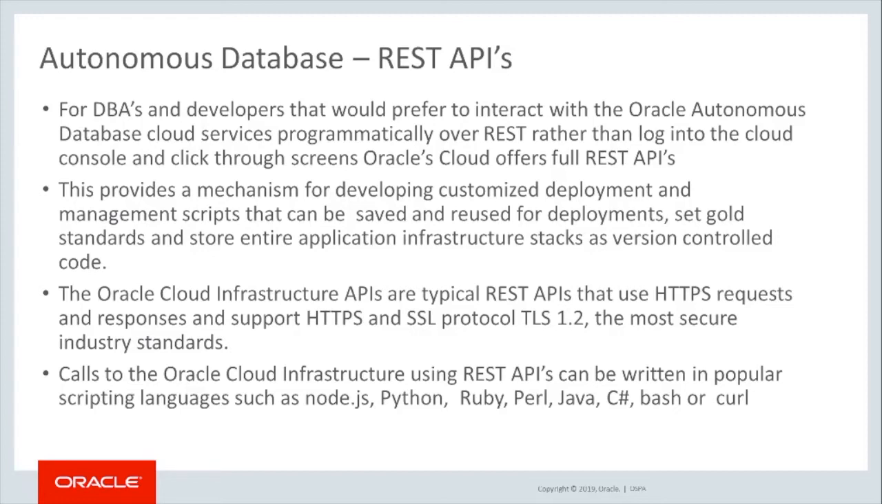The Oracle Cloud Infrastructure APIs are typical REST APIs that use HTTPS requests and responses and support HTTPS and SSL protocol TLS 1.2, the most secure industry standards. Calls to the Oracle Cloud Infrastructure using REST APIs can be written in popular scripting languages such as Node.js, Python, Ruby, Perl, Java, C, Bash, or curl.